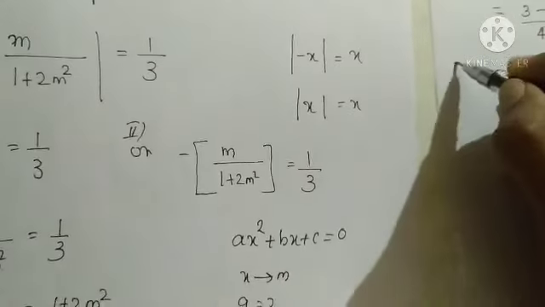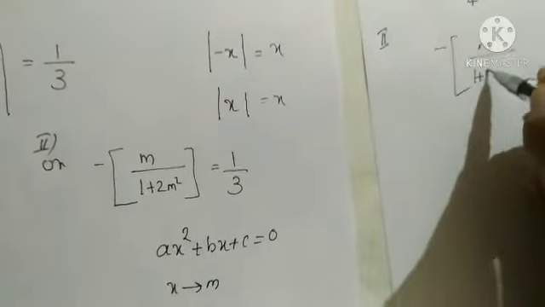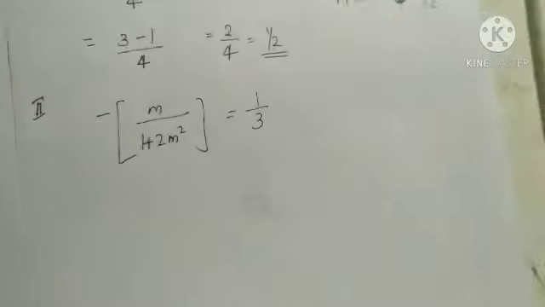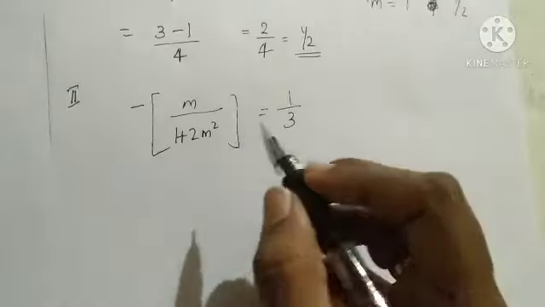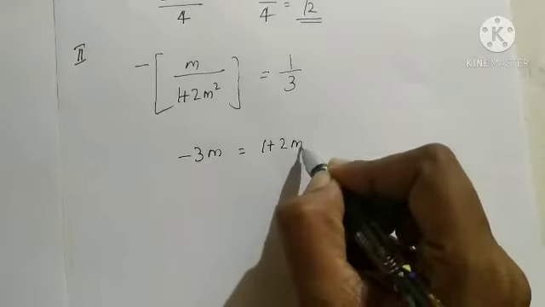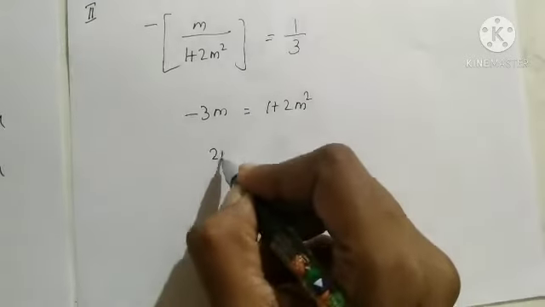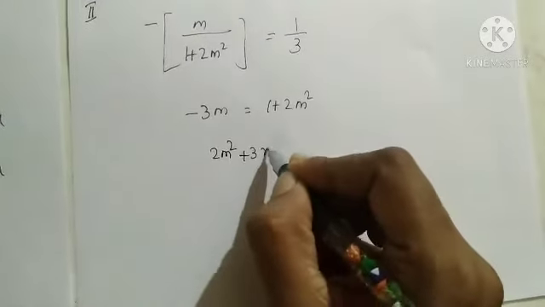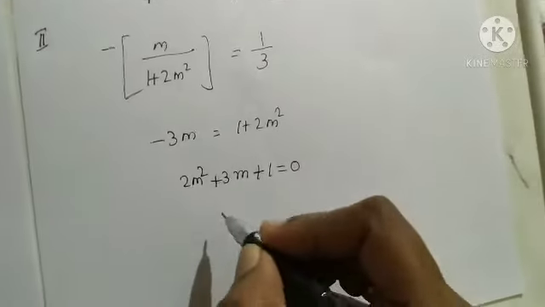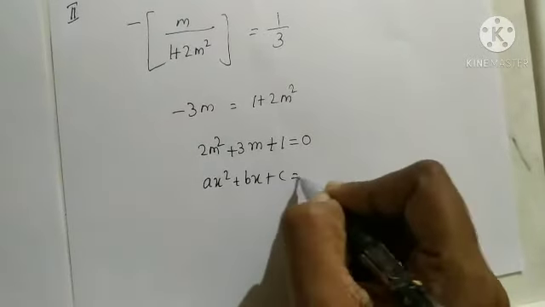Next, taking the second term, that is minus of m divided by 1 plus 2m square equal to 1 by 3. Similarly, I am going to cross multiply this term. We get minus 3m equal to 1 plus 2m square. Taking this minus 3m to RHS, we get 2m square plus 3m plus 1 equal to 0. Again, this is in the form of quadratic equation ax square plus bx plus c equal to 0.